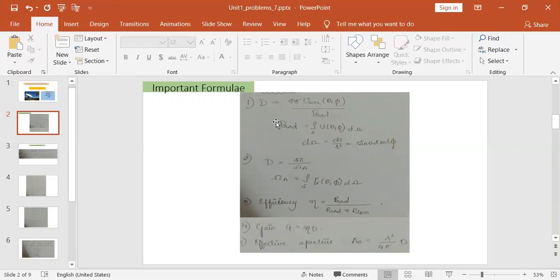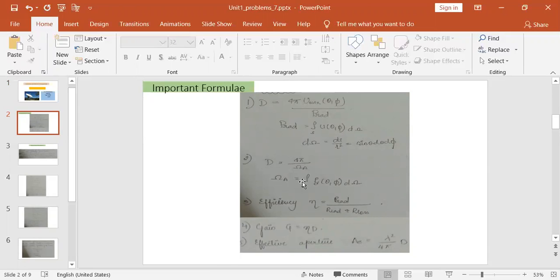So how to calculate P radiated? P radiated is equal to, we have to take U of theta comma phi and then integrate with respect to d omega. So what is d omega? d omega is equal to sine theta d theta d phi. We can write D in terms of solid beam angle also, that is omega A. So 4 pi by omega A, or in terms of beam area 4 pi by omega A.